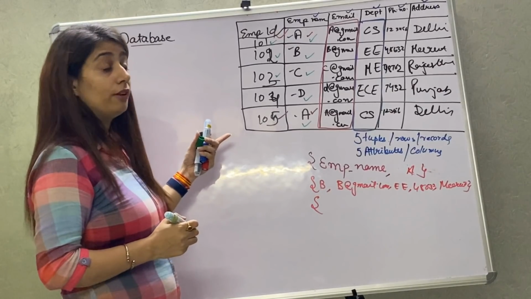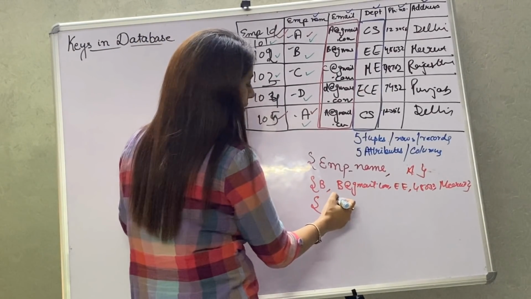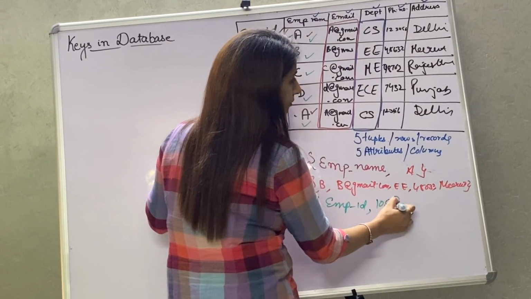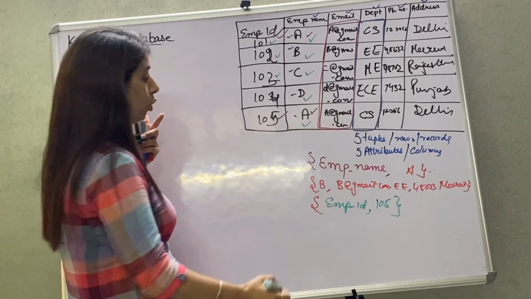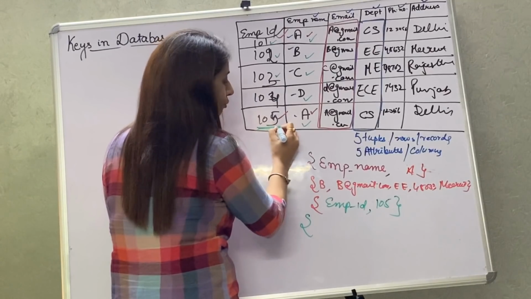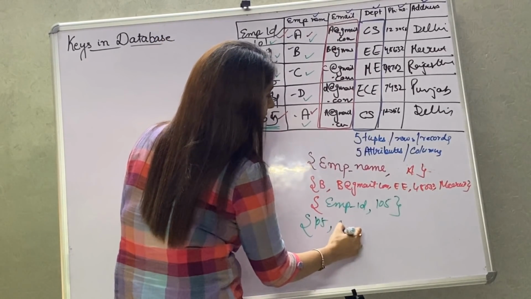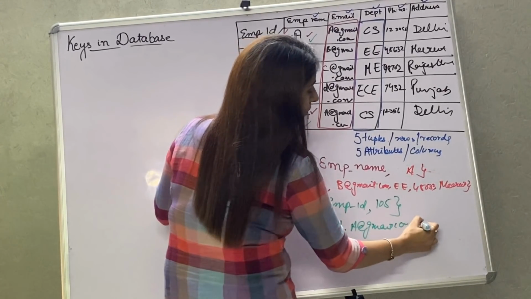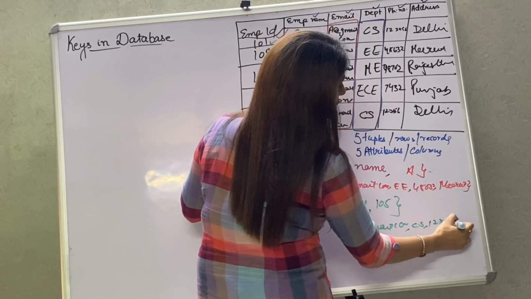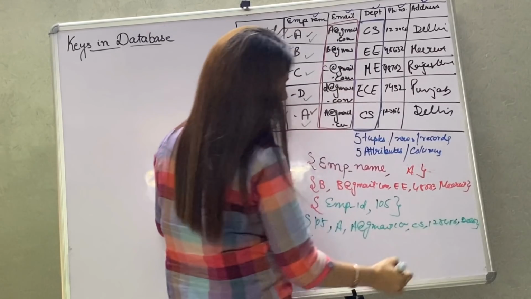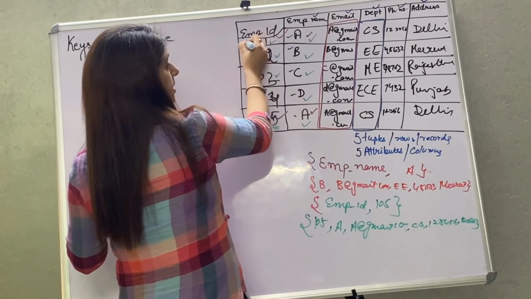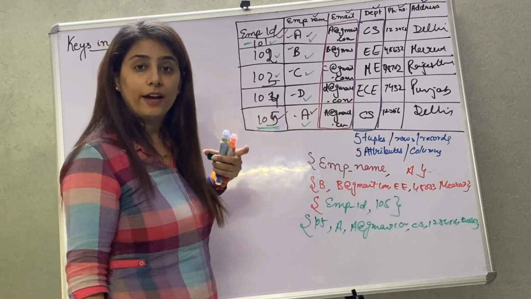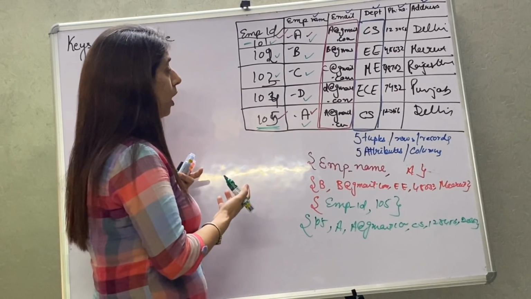Now if we fetch the information, like if I write here employee ID 105, what will it do? It will only give me the information of 105, the whole information. It will not give me this other information, because now each record is uniquely identified. So this is all about keys.